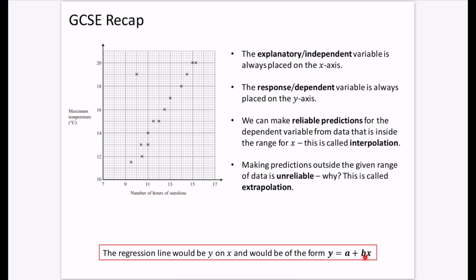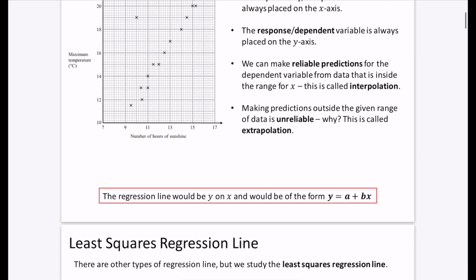And obviously, b corresponds to the gradient of the line of best fit, and a corresponds to the y-intercept that we have. I don't know why they don't do it as y equals ax plus b. This is just the standard way that it is always written in this form, so just get used to seeing it in that form.